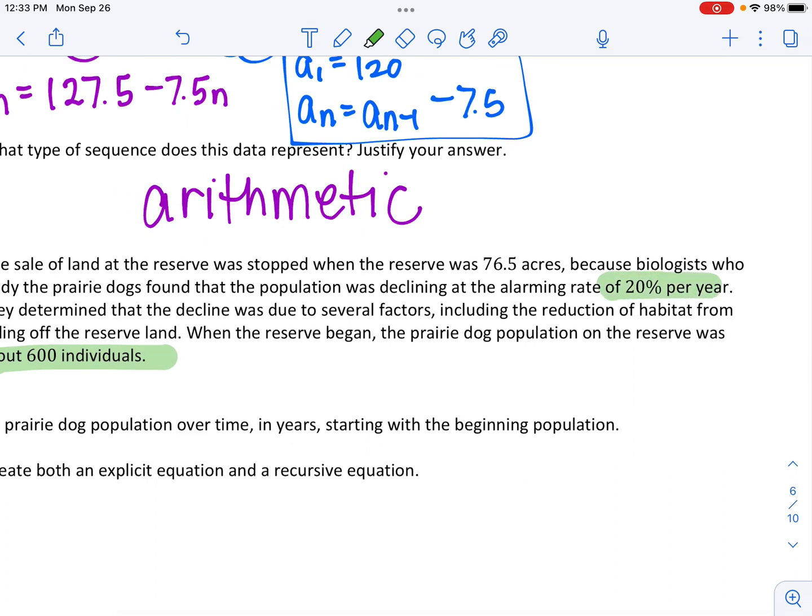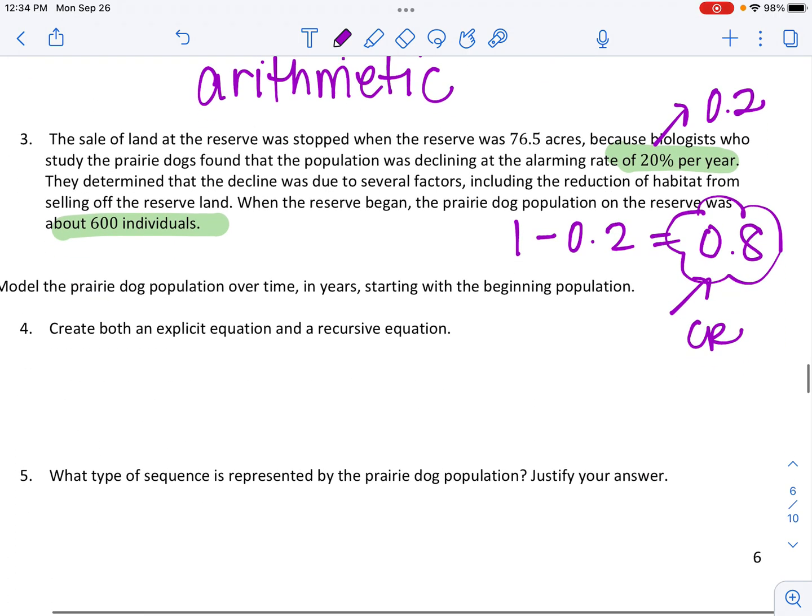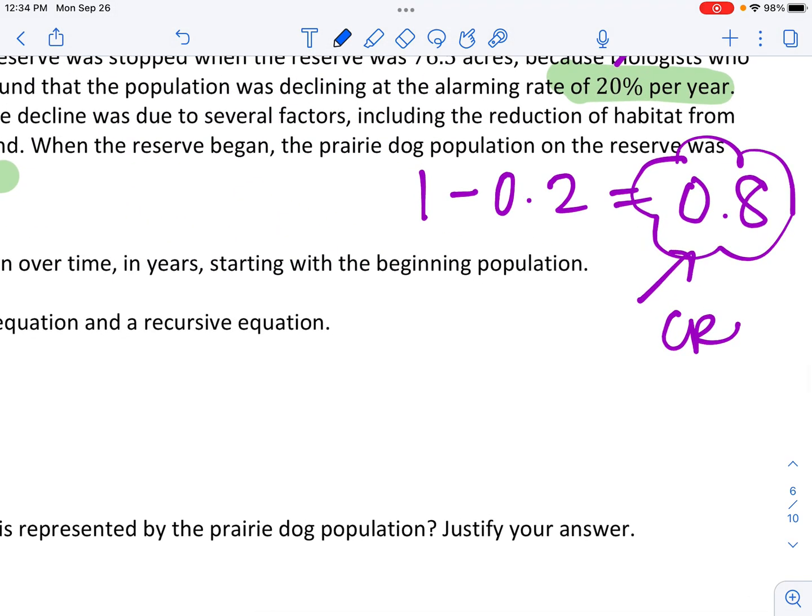All right, so one thing that we will review more is that when you have a percentage, you change it to a decimal. So if it's declining at 20%, we would change it to a decimal by dividing by 100, so that's 0.2. But if it's declining at 20%, what percent is still alive? And so you have to take 100%, or 1 minus 0.2, and here's our common ratio, 0.8. So 80% of the year before is the present population for any given year. So if we make a table, let's say we do year and then the population.